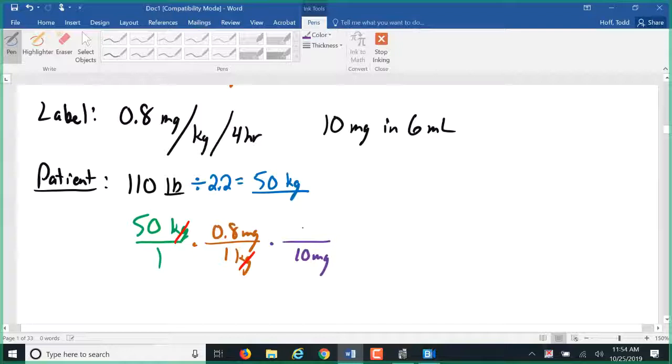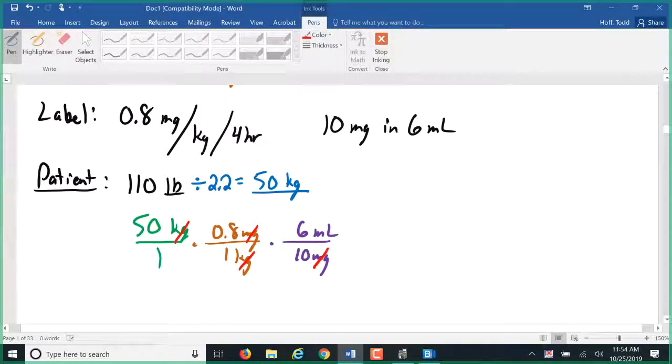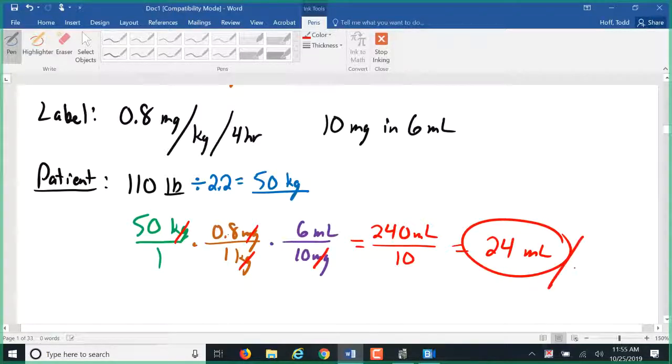Cancel out milligrams, 10 milligrams is equivalent to 6 milliliters. Cancels out the milligrams. We multiply it out. 50 times 0.8 times 6 is 240 milliliters. 1 times 1 times 10 is 10. 240 milliliters divided by 10 is 24 milliliters every 4 hours. Any questions there?